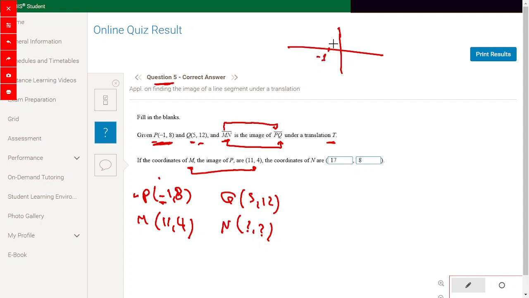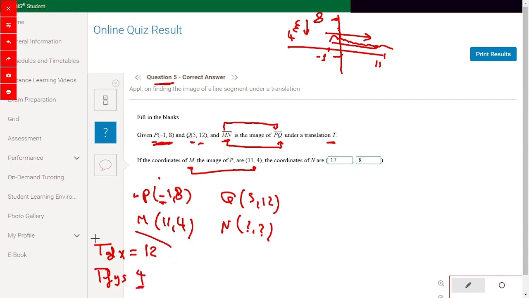The x was -1, then moved to 11. So how many units has it moved? -1 to 0, 1, and 11, so it would be 12. So the translation of x equals 12, to the right. Now for the y coordinates, 8 and 4. It was 8 and went down to 4. So how many units moved from 8 to 4? It's 4. So the translation of y equals 4 downwards.